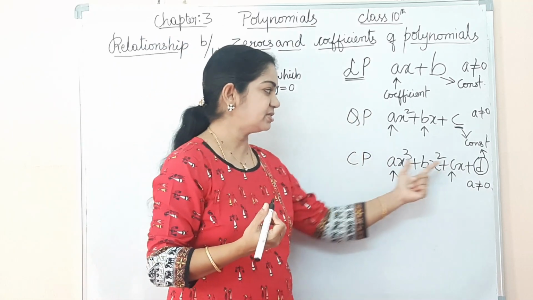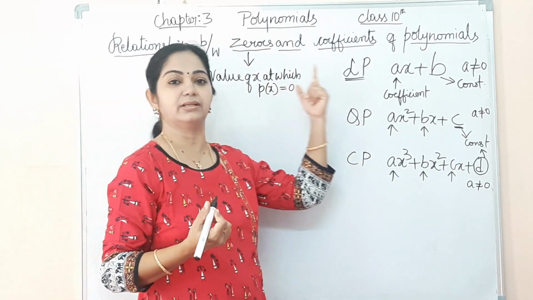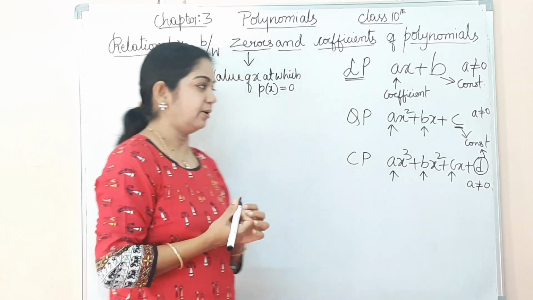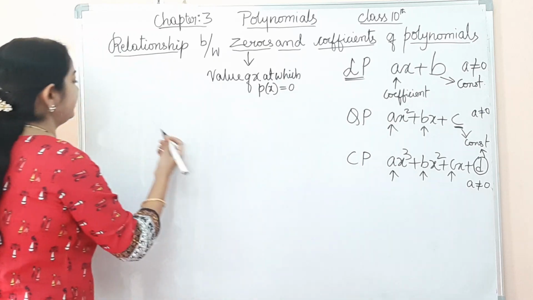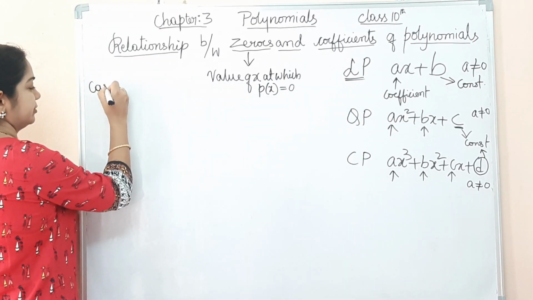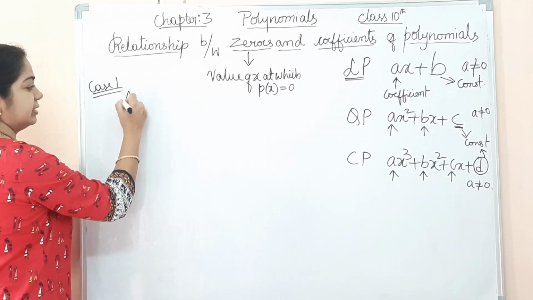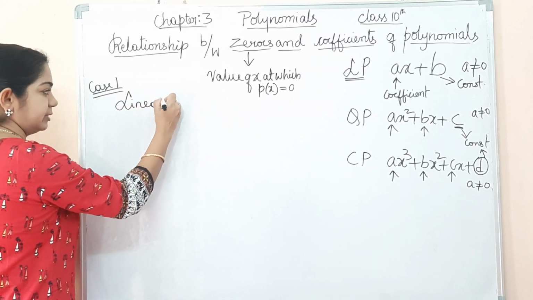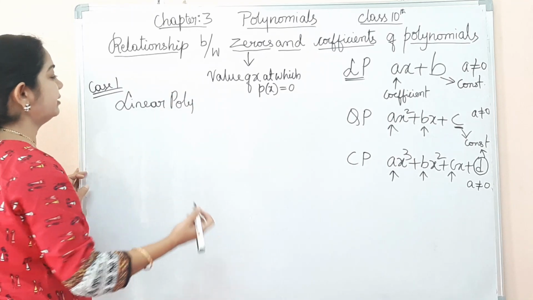These are the coefficients, this is the constant, and we are going to establish a relation between zeros and the coefficients today. Now, to establish a relation, let me first take the case of the linear polynomial, okay? First we will discuss the linear polynomial, then we will go for the quadratic and then the cubic.